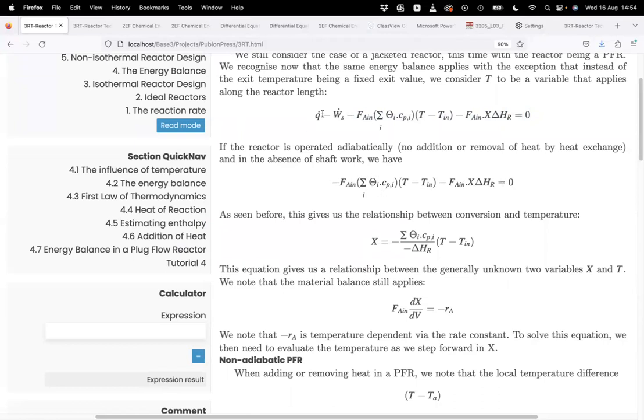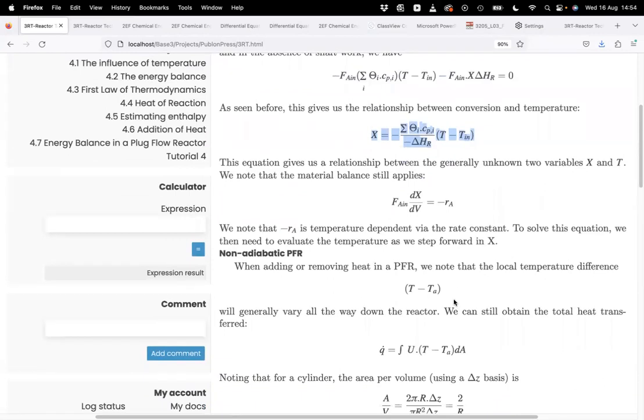In the absence of the addition of heat, the same relationship does apply. And so we can still use this relationship between conversion and temperature. That means in our balance here, the temperature dependence of our reaction rate, we can still substitute through this energy balance. So it turns out this can be solved as a single equation.